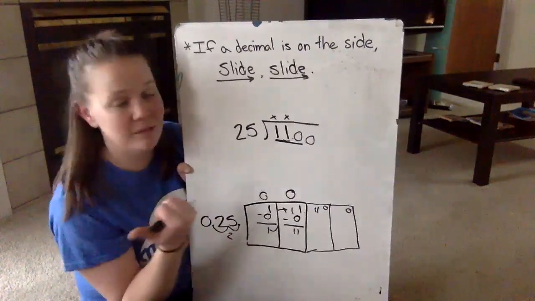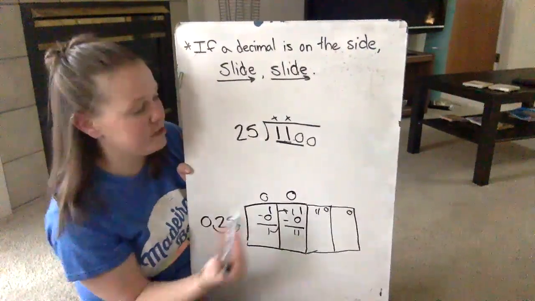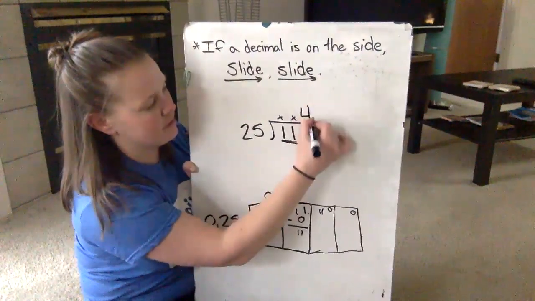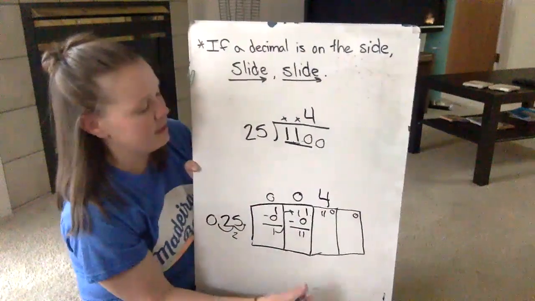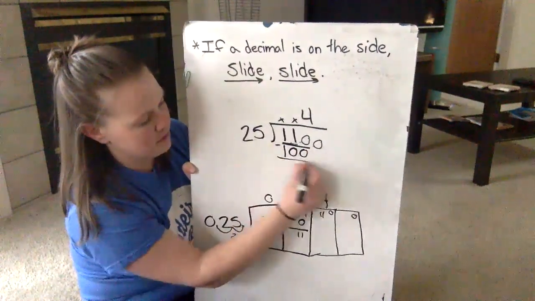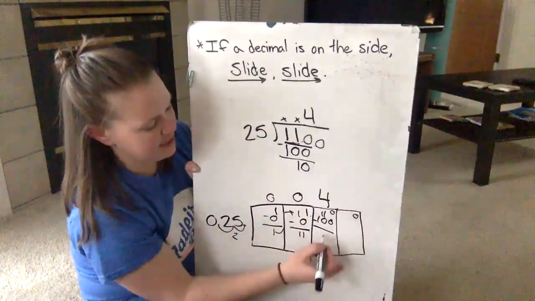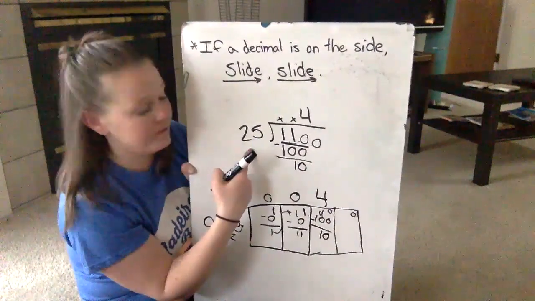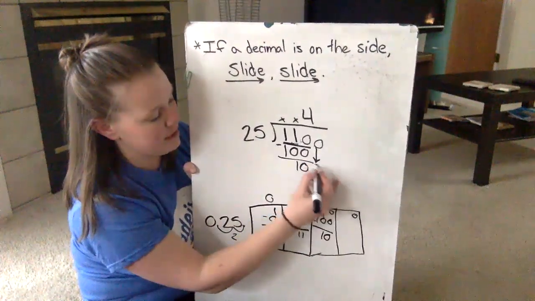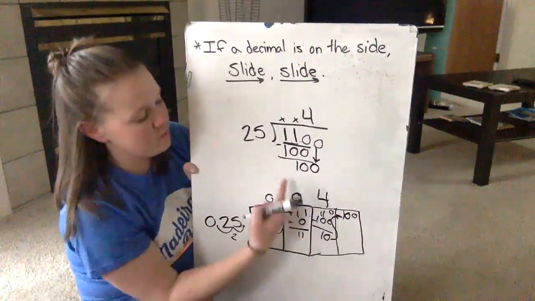So how many times can 25 go into 110? So think quarters, 25, 50, 75, $1, $1.25. Well, that's too many. So it could only go in 4 times. So that's what we're going to put above. So 4. 25 times 4 is what? Well, that's 100. And we're going to subtract, and we're left with 10. Is 10 less than 25? Yep, so that means we can bring down the 0. Or in our case, bring over the 10.